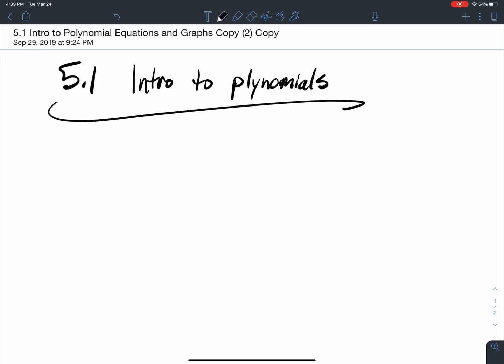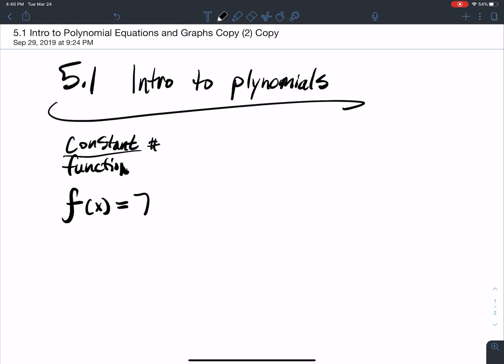So 5.1 Intro to Polynomial Functions. Okay, so I want to talk about constant function. A constant, when I see the word constant, I just think a number. It's always the same, it's never changing. So if I have a function that's a constant, that's like some number like 7. Okay, so f of x equals 7.